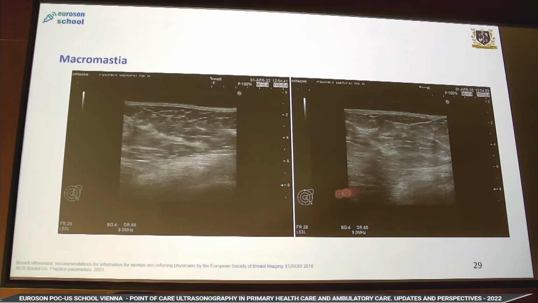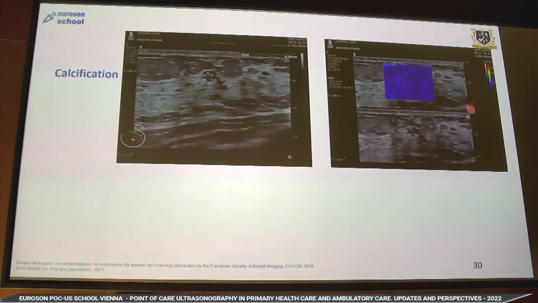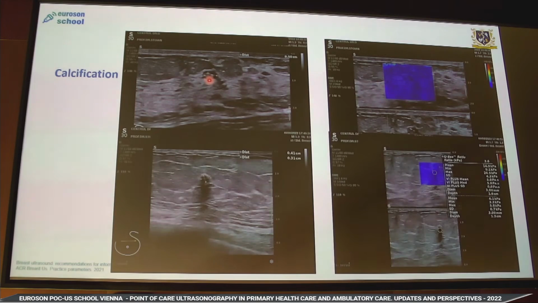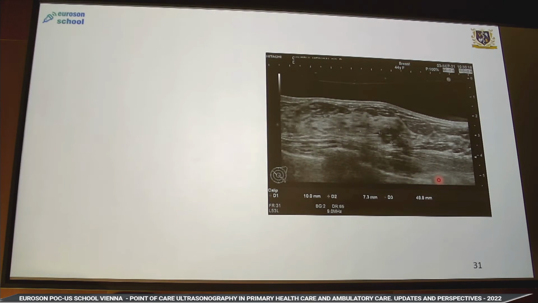Macromastia is a limit. Whenever you don't see, like in this example, it's a blurred image. I'm 8 centimeters deep here. I don't see the muscle plane. I cannot rely on the ultrasound. I have to be confident in telling my patient that even with a water bag probe I cannot deliver a correct evaluation, so she has to be referred for something else. Calcifications are a problem in all ultrasound evaluations, and whenever you see them, you have to refer to mammography, especially in such situations. Shear wave is a helpful tool, but not a universal one. And what else?